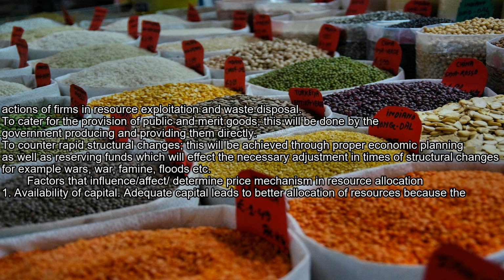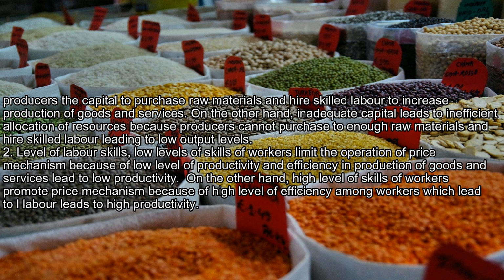1. Availability of capital. Adequate capital leads to better allocation of resources because it produces the capital to purchase raw materials and hire skilled labor to increase production of goods and services. On the other hand, inadequate capital leads to inefficient allocation of resources because producers cannot purchase enough raw materials and hire skilled labor, leading to low output levels.